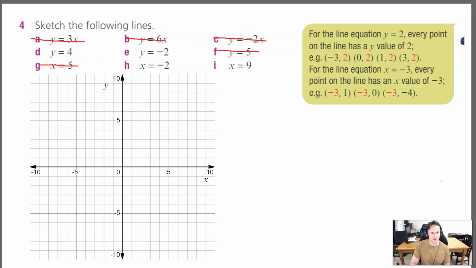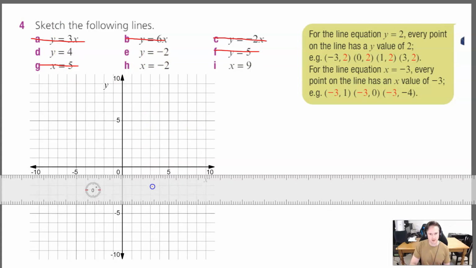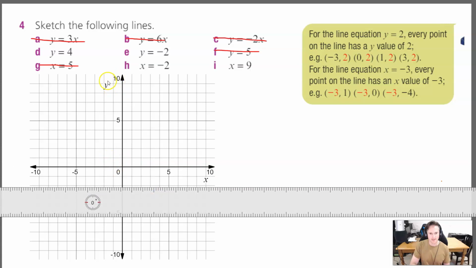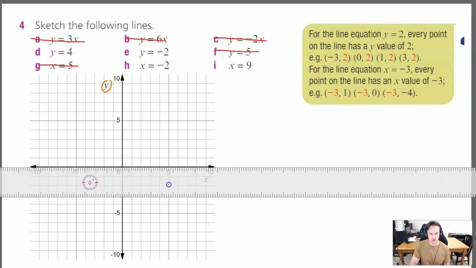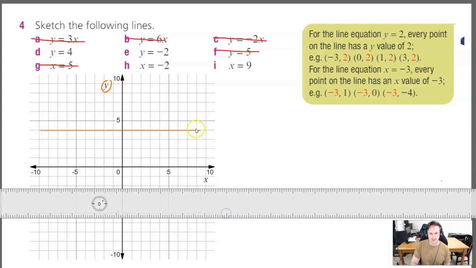We'll do those first. So for y equals 4, what we're going to do is we're going to go up to, on the y-axis, so this one here, we're going to go up to 4, and we'll draw the line going across there. And that's going to be our answer. So this is y equals 4. And I'll draw just arrows on each end.